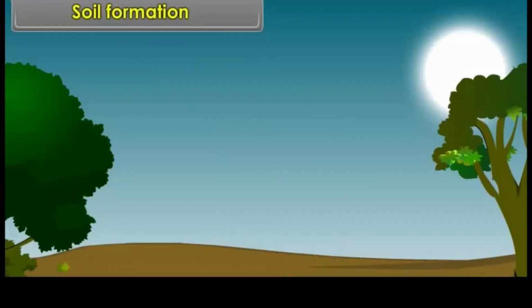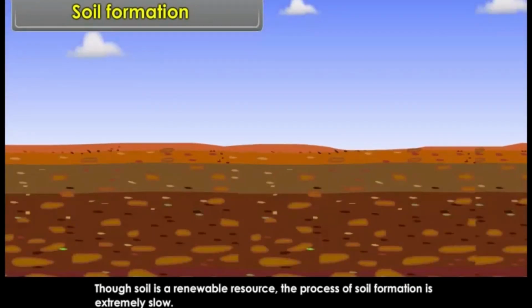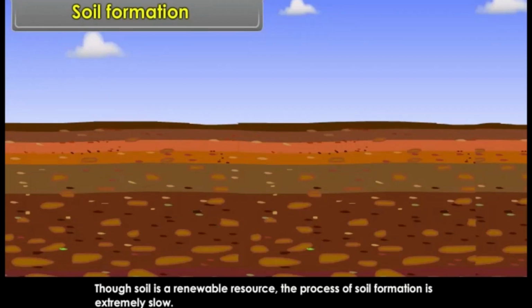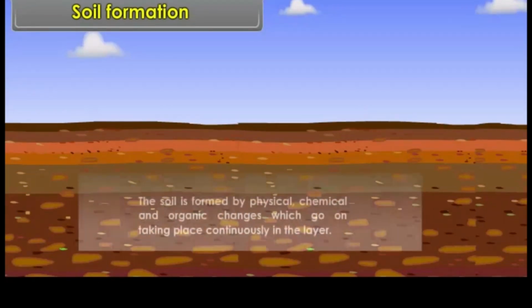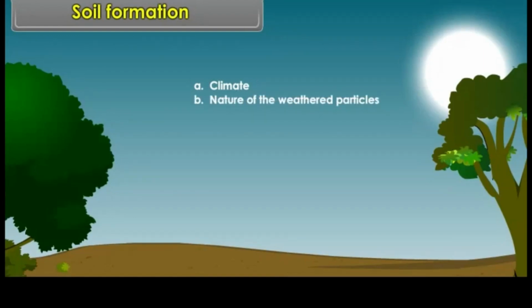Soil formation. Do you know how soil is formed? Though soil is a renewable resource, the process of soil formation is extremely slow. The soil is formed by physical, chemical and organic changes which go on taking place continuously in the layer. Soil formation is controlled by 5 factors: climate, nature of the weathered particles, topography, time and soil profile.